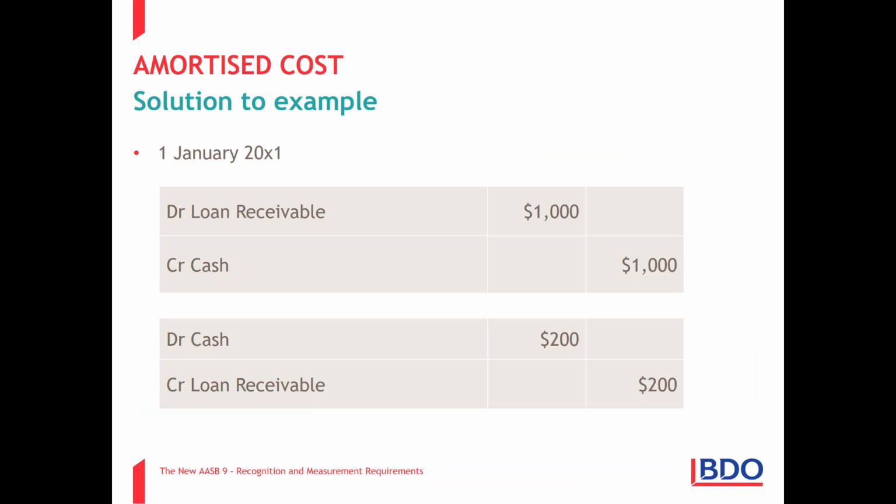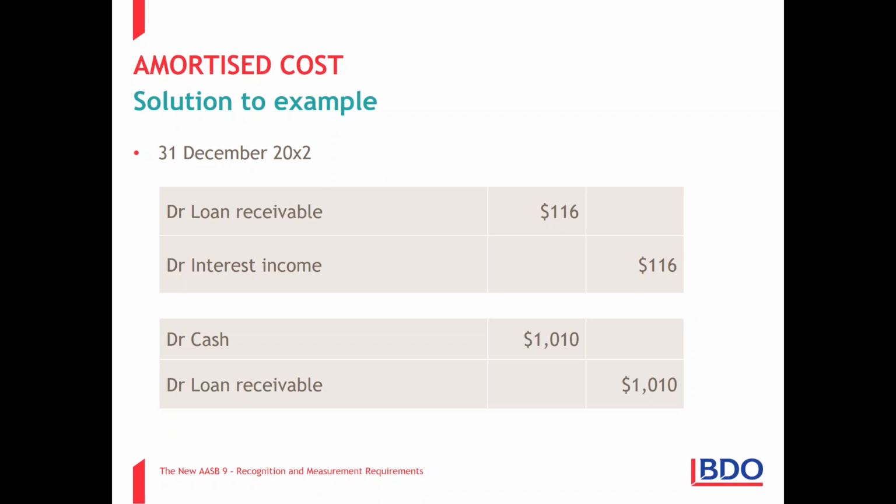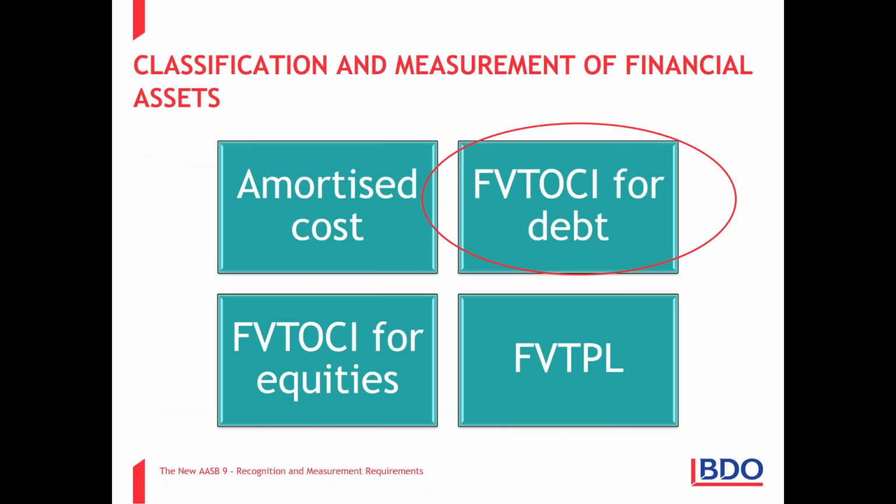So if you do your journals here, we'll say on the 1st of January, we debit your loan receivable 1,000, credit cash 1,000, but they also pay a transaction cost, so we debit cash 200, credit loan receivable 200. At the end of year 1, we would say debit our loan receivable 104, credit our interest income 104, and we would say debit cash, credit loan receivable. And at the end of year 2, debit our loan receivable 116, credit interest income 116, and we've got our cash flow. And that has to go back to 0, so amortized cost.